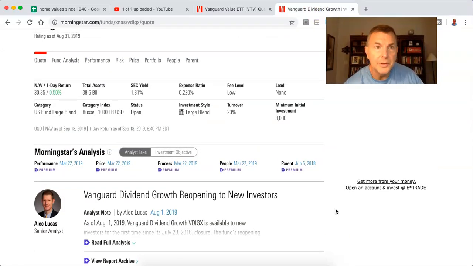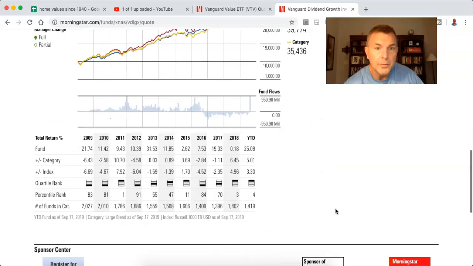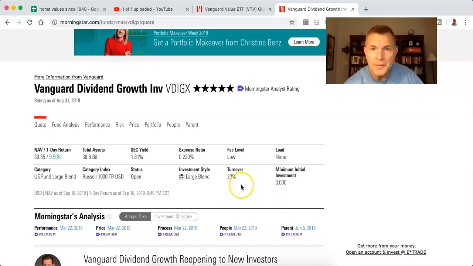Where's the assets on this guy here? Looks like a couple different charts. Where's the asset? I don't see the assets. See any assets on here? I don't see 38 billion in assets. Okay, so I'm sure they're going to close this right back up once it's above 50 billion. I don't know that, but I imagine.